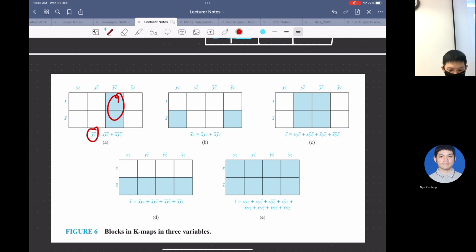And then for example, this one here. So you've got x bar y z here, and then x bar y bar z here. So these two are actually adjacent, right? Because they differ by one literal. So in which literal do they differ? Y. So you can draw something like this.